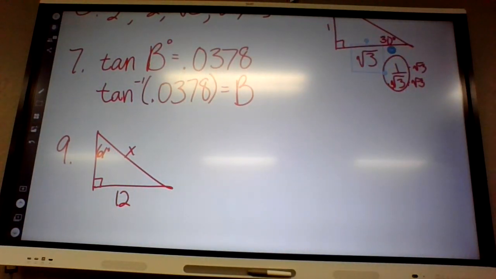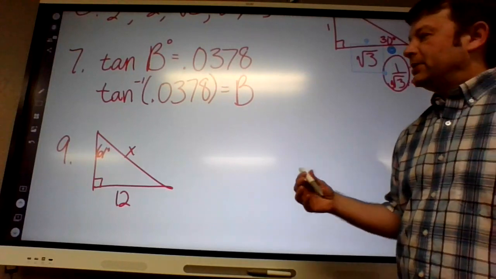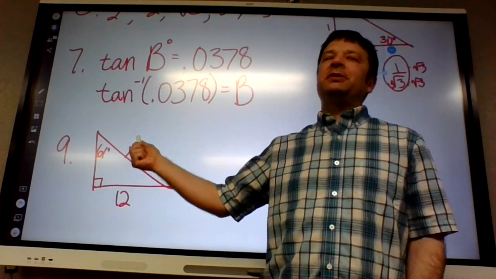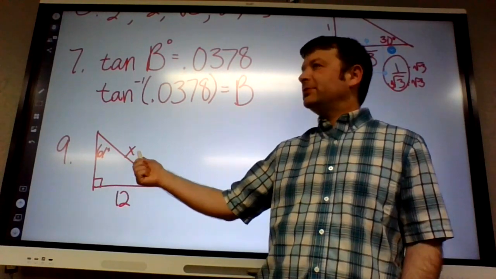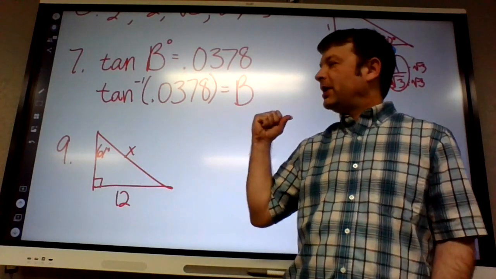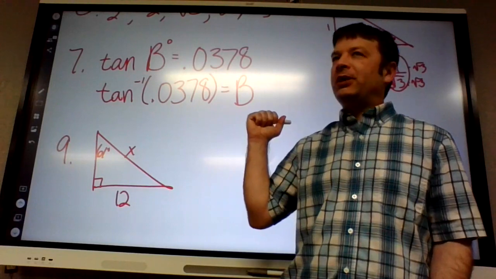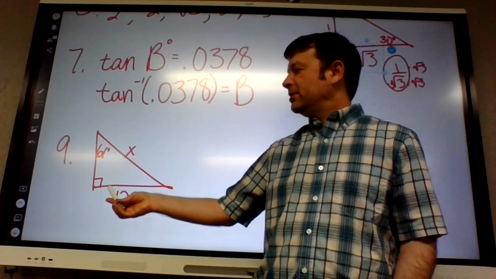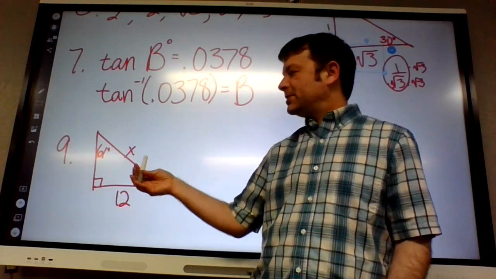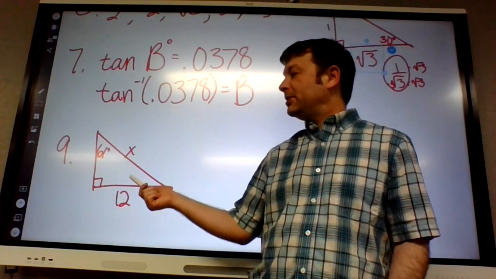Alright. This is new. Well, we did this last year, but we haven't done it this year yet. Okay. Is everybody paying attention? How do we find the missing side of a right triangle? Would Pythagorean theorem work on this one? Why not? You need at least two sides to find the missing side. So you gotta use trigonometry.